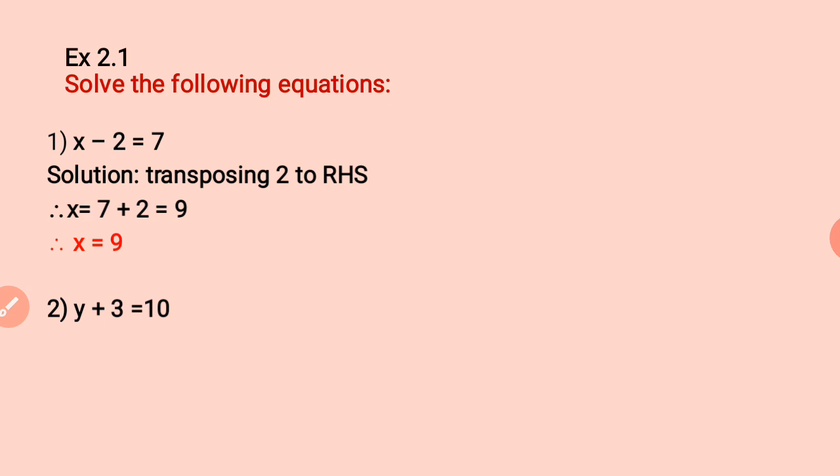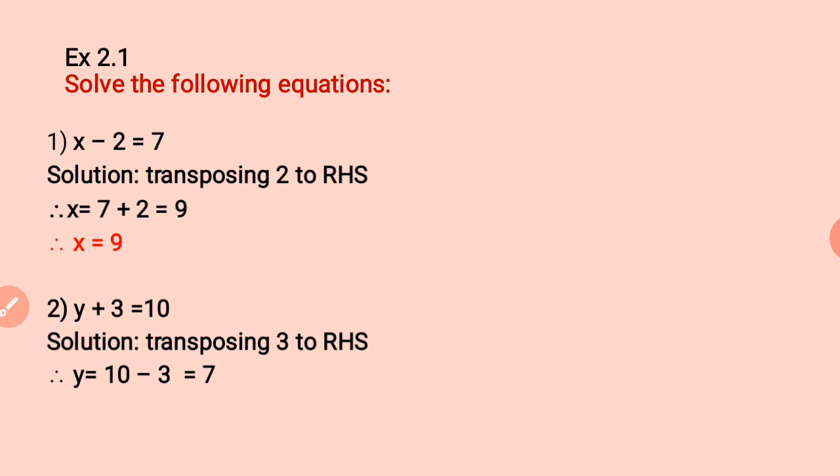The second question, y plus 3 equal to 10. The variable is y and 3 is added to it. So 3 moves on the other side, it becomes minus 3. Transposing 3 to the next side, we get y equal to 10 minus 3, that is 7. Basically, these simple questions were already introduced in your last year's syllabus. So y equal to 7.